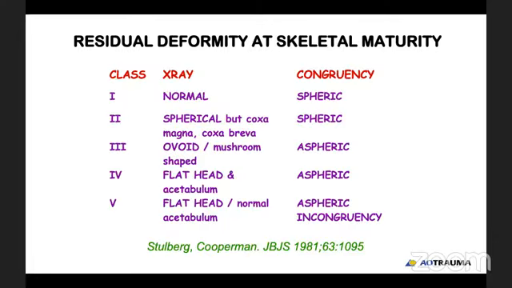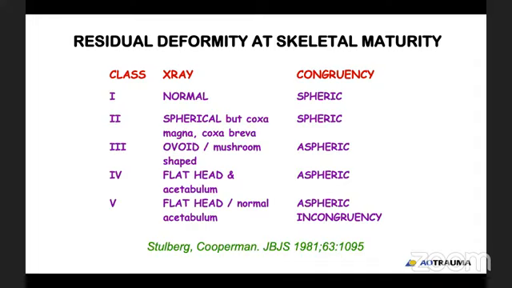If you have a Stulberg 3 or a 4, those are basically what we call aspheric congruency, which means that the femoral head and the acetabulum are congruent, but they are aspheric. And that's an important terminology that Stulberg and Cooperman came out with, saying even if you have an aspheric head, as long as it's congruent with the acetabulum, that joint can still last for some time. It may not last till you're 70 or 80, but it will last you at least till your middle age.